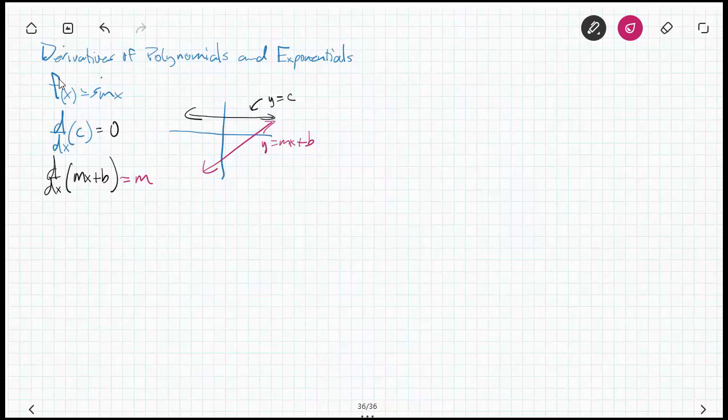We got constants, we got linears, and now we're going to take derivatives of any polynomial. But we're going to start really simple, with the simplest polynomial. We're going to do the derivative of x to the n. We've already played with limit definitions of derivatives of x squared and x cubed. We know that the derivative of x squared is 2x. We know the derivative of x cubed is 3x squared. So the rule is this, but I'm going to prove it.